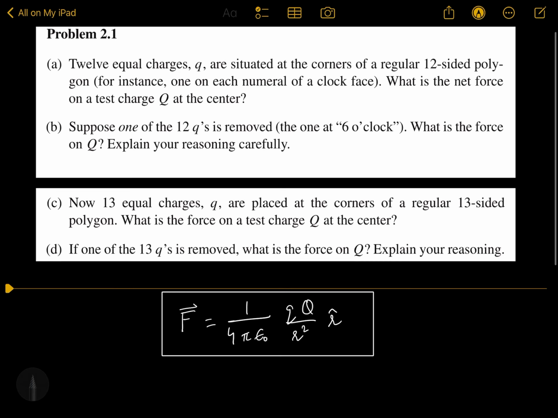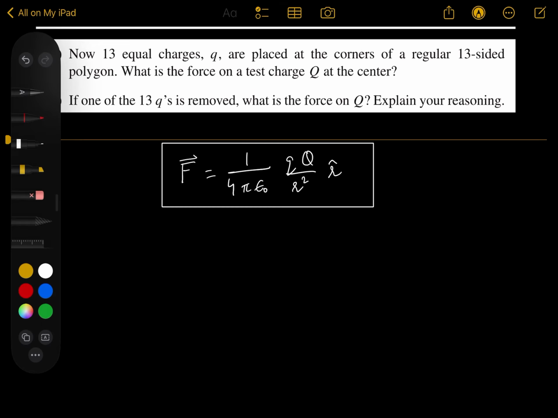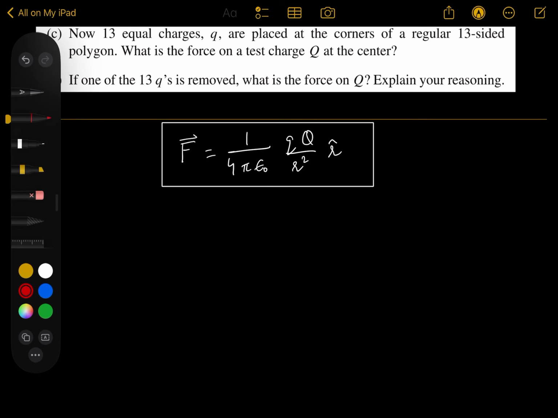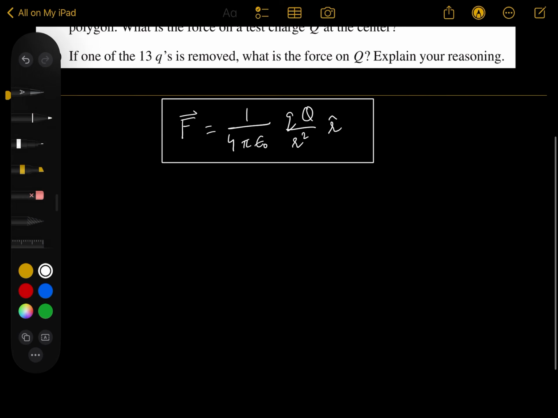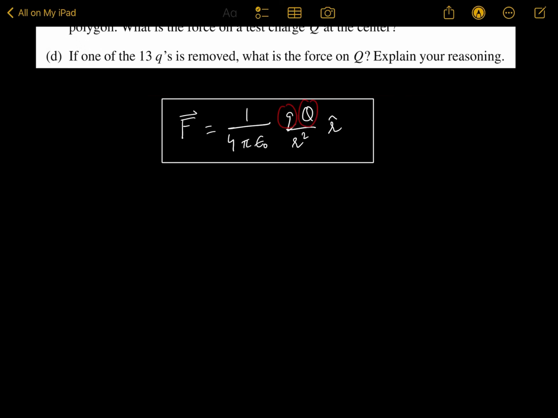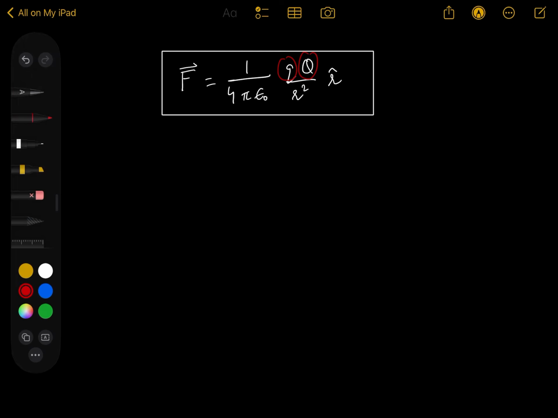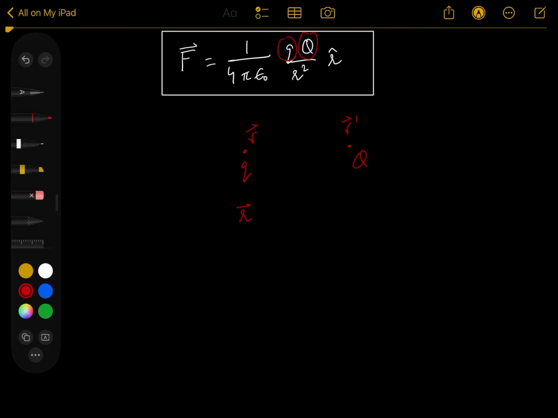This is fairly simple, but I'm just going to go through the law which is behind this first, and then we can get into the problem itself. So this is the expression for force between two charges. The two charges are small q and capital Q, and R is a vector. If this is small q and this is capital Q, then capital Q is located at R prime and small q is located at R.